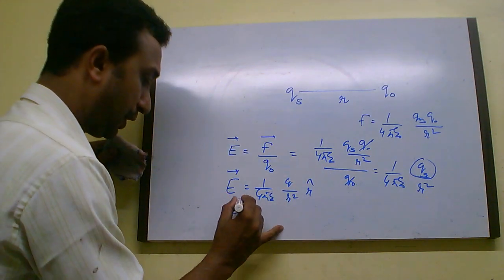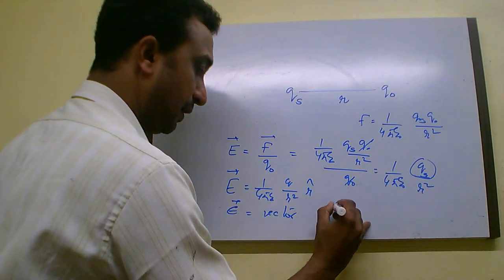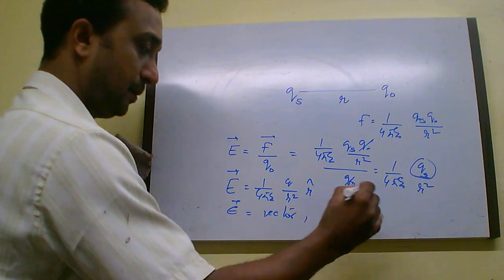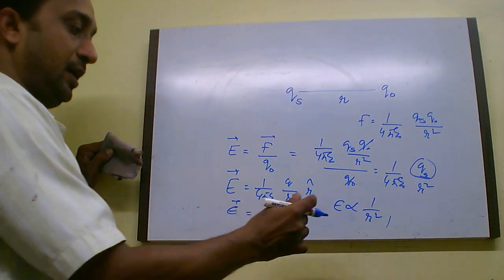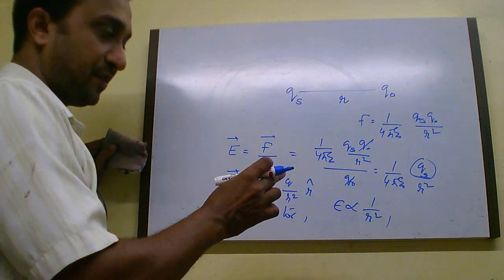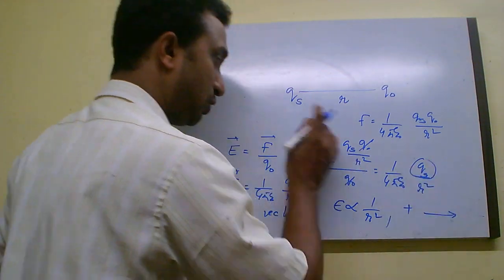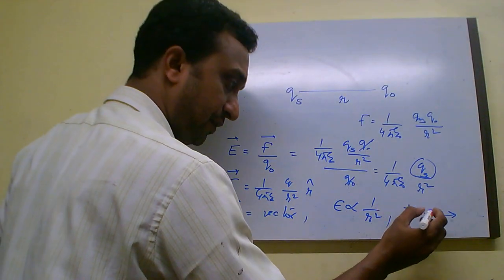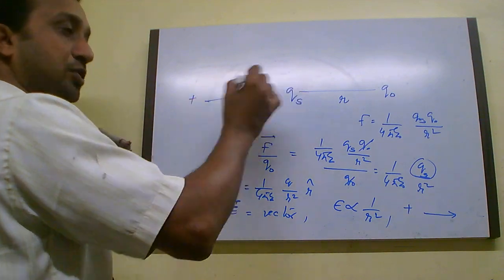E is a vector quantity. E is inversely proportional to r squared, meaning as r increases, E decreases. Then the direction of electric field intensity is away from the positive charge, so positive to outwards. So the direction of the electric field intensity is from positive to negative or positive to outwards.